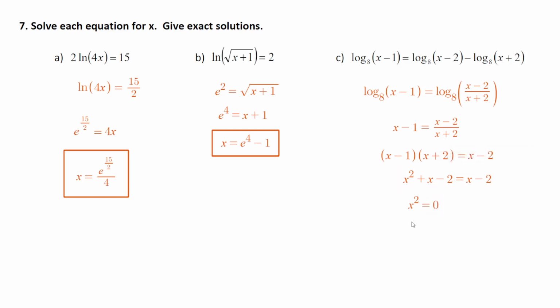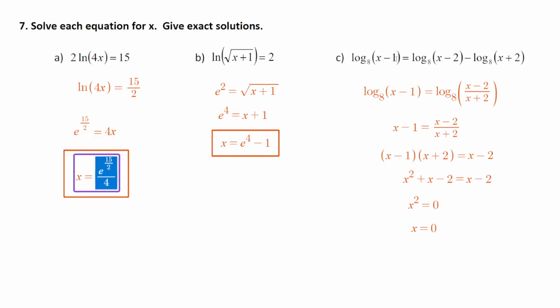So I take the square root of both sides, I get plus or minus 0, which are both the same number. I get x equals 0 here, but before I box this, I need to do a domain check, and I forgot to do that over here. I think I did it on part B. On part A, I just didn't check real quick.